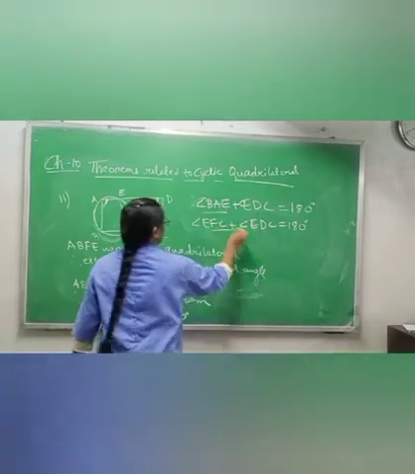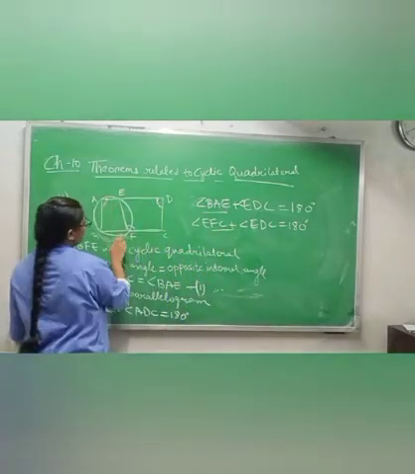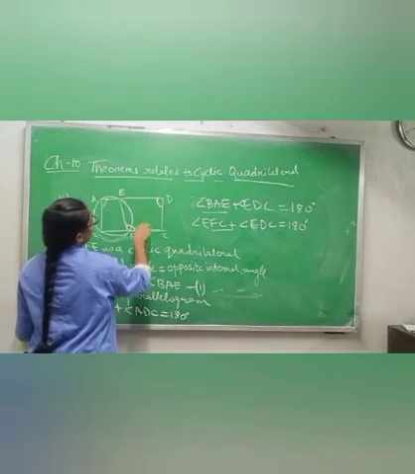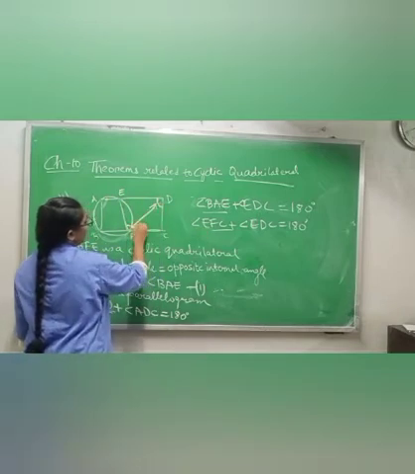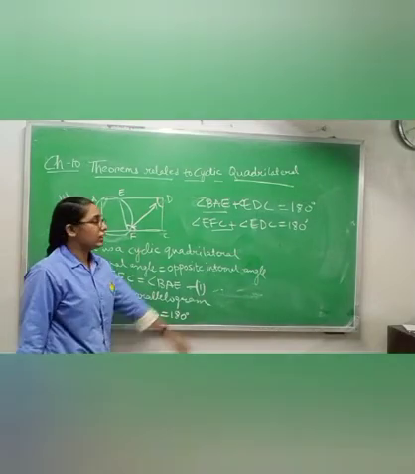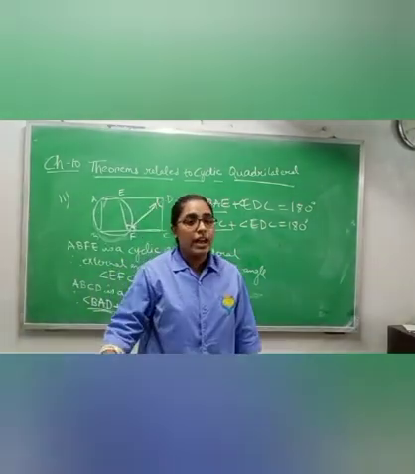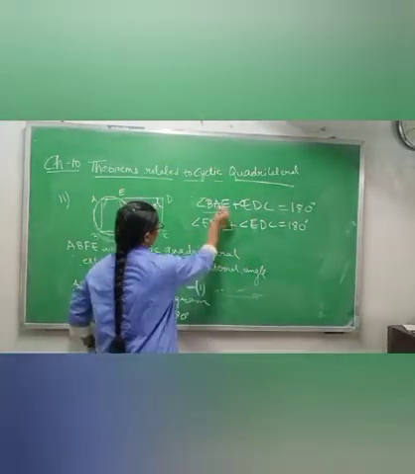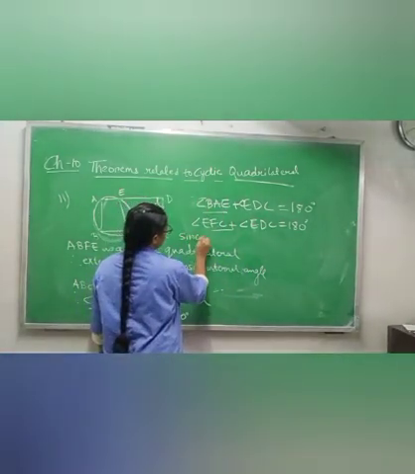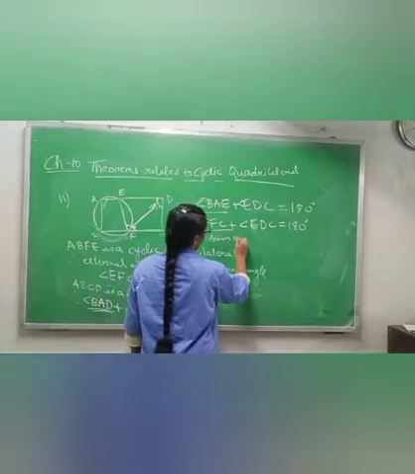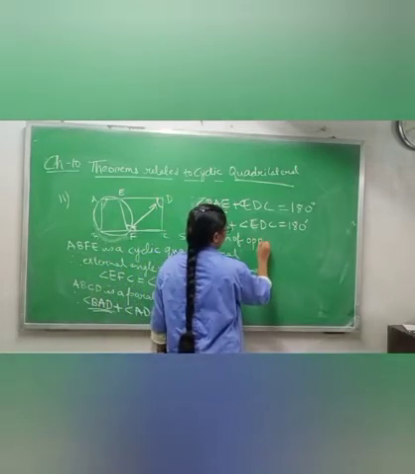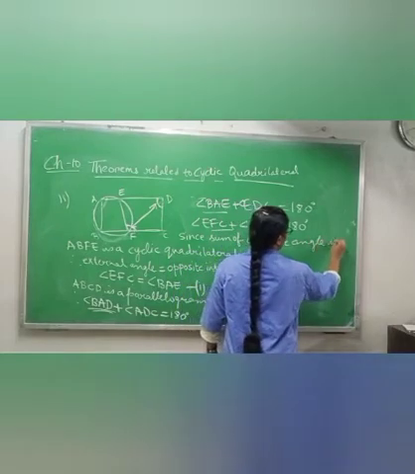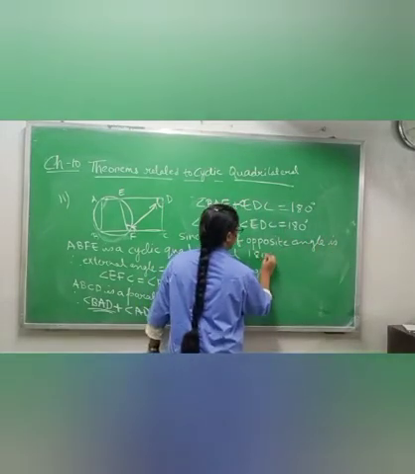Now see, EFC and EDC. The sum of these two angles is 180 degrees. It means that it is a cyclic quadrilateral. So what you will write: since the sum of opposite angles is 180 degrees.